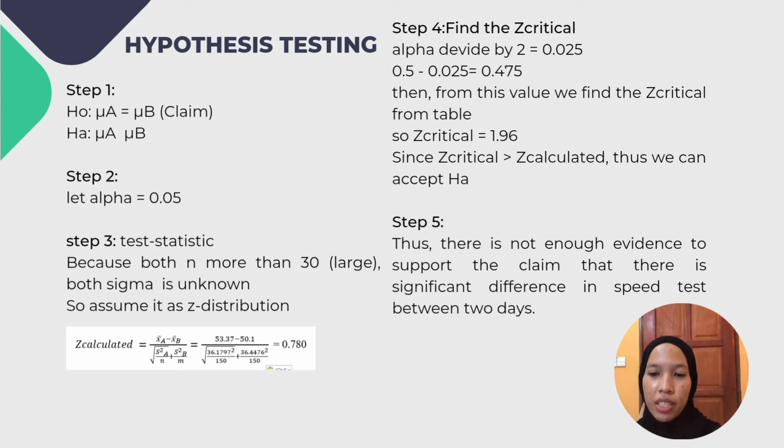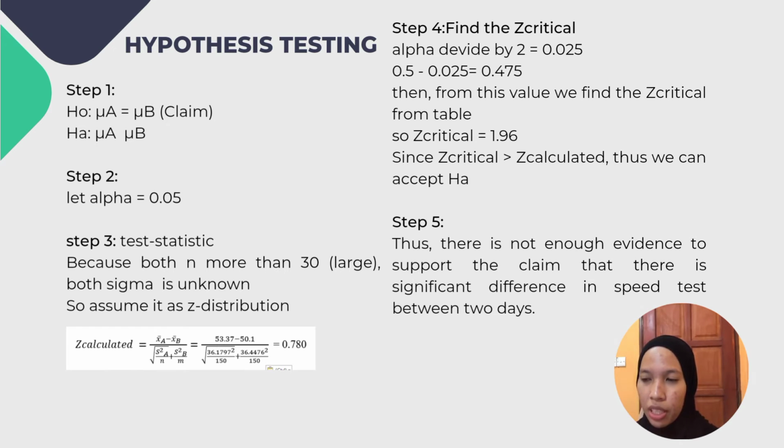And then we find the Z calculated, which is 0.780. So step 4, we find the Z critical. Alpha divided by 2, so we get 0.025, and then 0.5 minus the value that we divided by 2, so we get 0.475. Then from this value, we find the Z critical from the table.